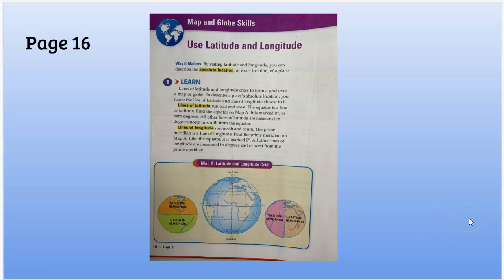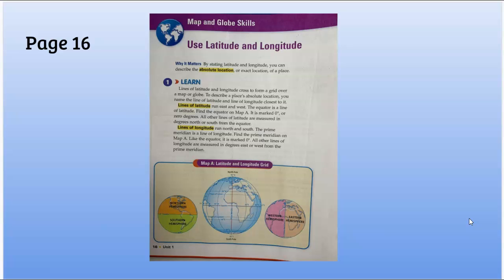Page 16, using latitude and longitude. Why it matters. By stating latitude and longitude, you can describe the absolute location or the exact location of a place. Lines of latitude and longitude cross to form a grid over a map or globe, and you can see the picture below. To describe a place's absolute location or the exact location, you name the line of latitude and line of longitude closest to it.